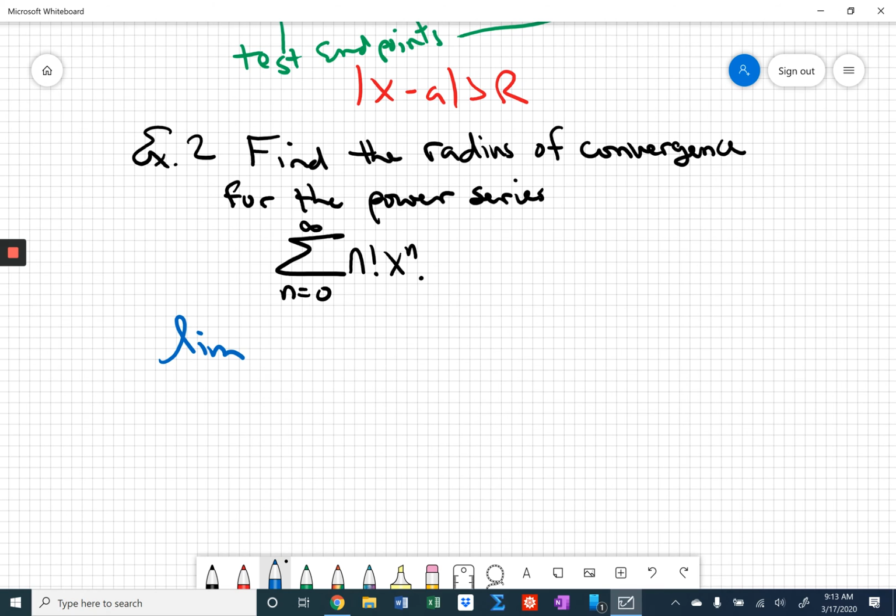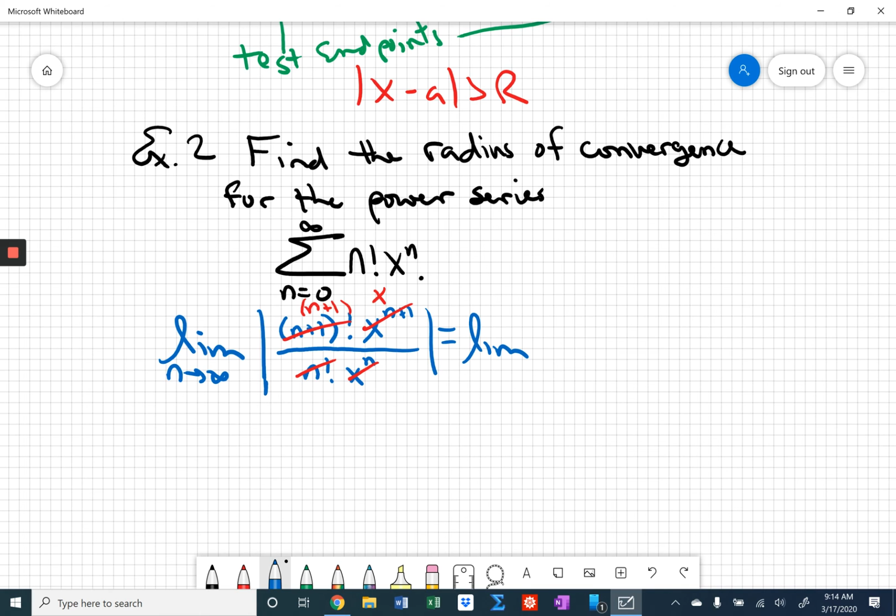As I said, we're going to use the ratio test. So I need the limit as n approaches infinity of the n plus first term, which is going to be n plus 1 factorial x to the power of n plus 1. This is not a fraction, so I'm going to set this up as a ratio over the nth term, n factorial x to the n. We have some things that do cancel here. This is going to cancel, leaving just an x in the numerator, and this cancels, leaving an n plus 1 in the numerator.